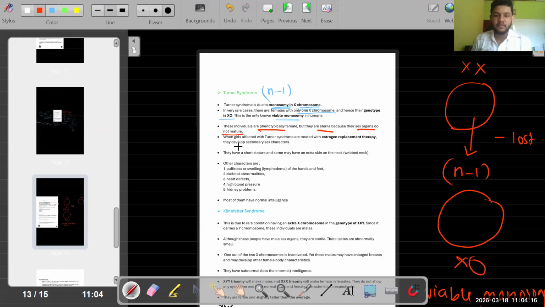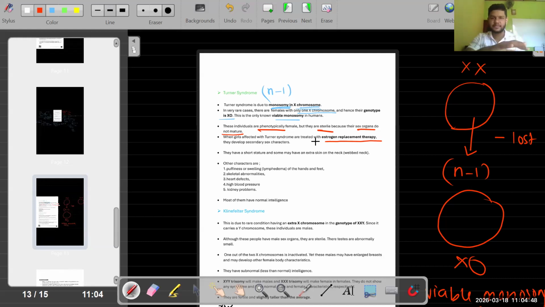When girls affected with Turner syndrome are treated, what is the treatment? Estrogen replacement therapy. Why? Estrogen is one of the hormones involved in inducing secondary sexual characteristics. Can you remember? Under reproduction, we'll be learning this. If you haven't learned it, no issue. Secondary sexual characteristics means growing taller, enlargement of breasts, development of uterus.